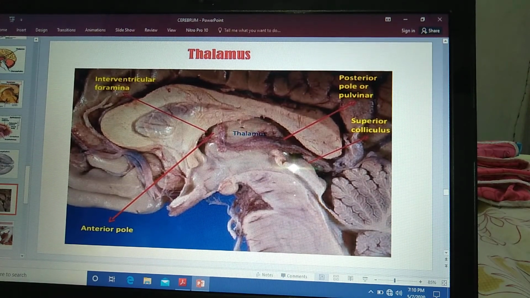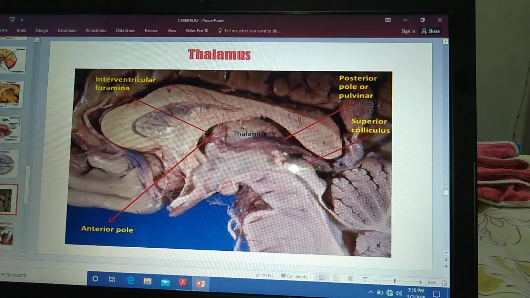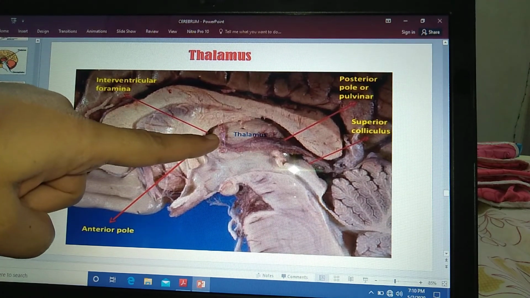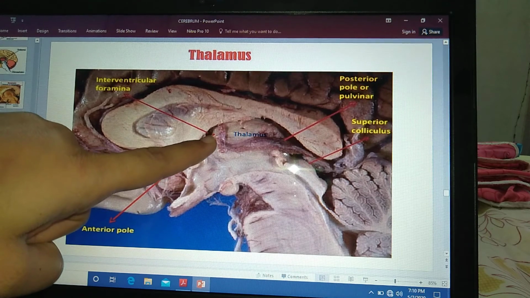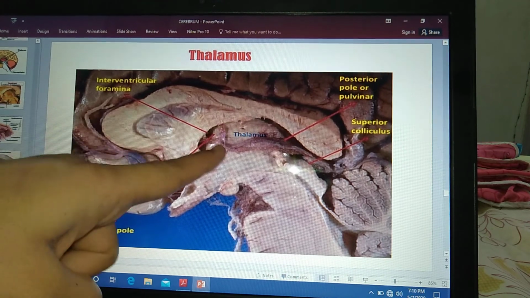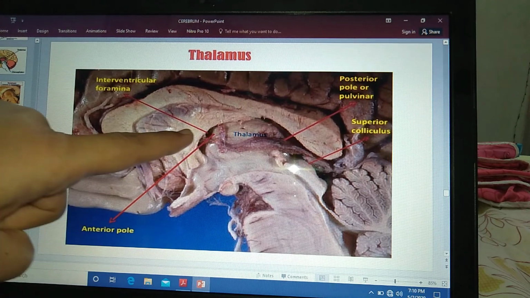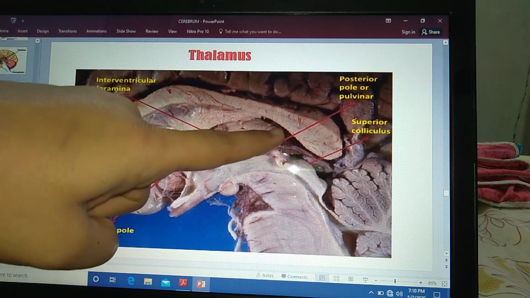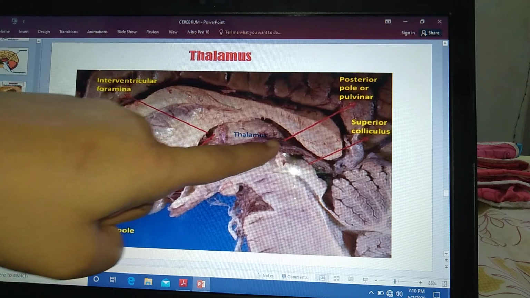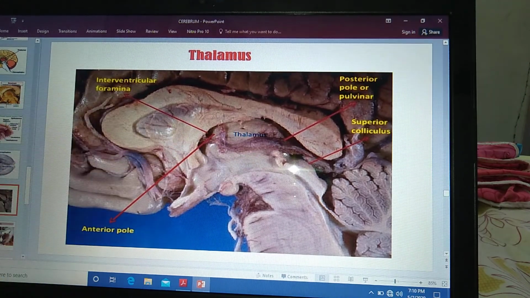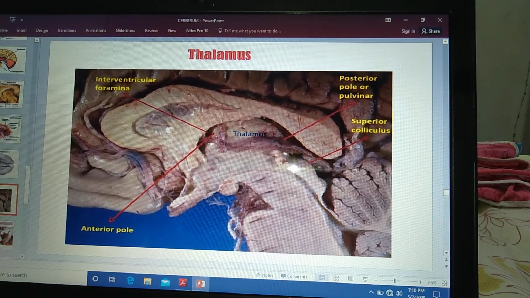The anterior end, with the anterior nucleus, is narrow and it forms the posterior boundary of the interventricular foramina. This anterior end of the thalamus is forming the posterior boundary of the interventricular foramina. And the posterior end is expanded, this way it is expanded, and it is known as the pulvinar. The posterior end is called the pulvinar.